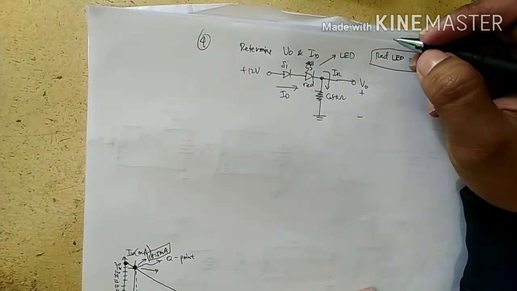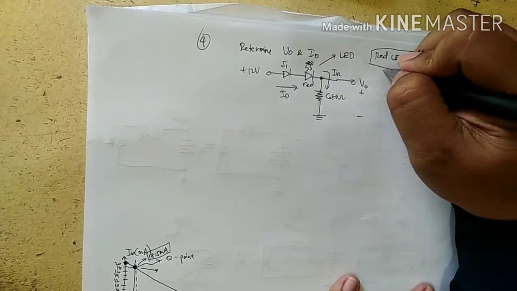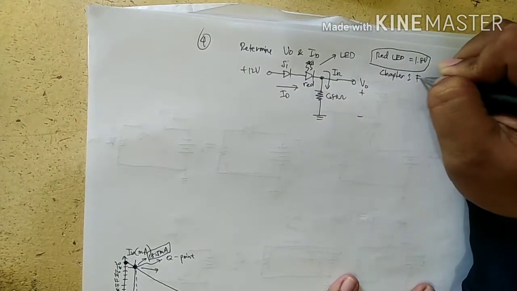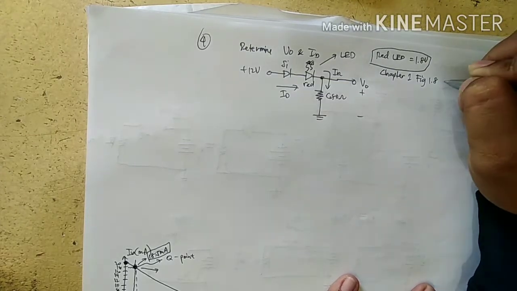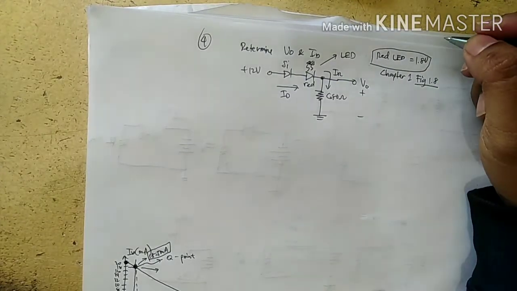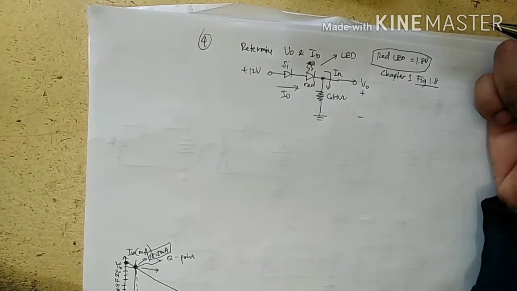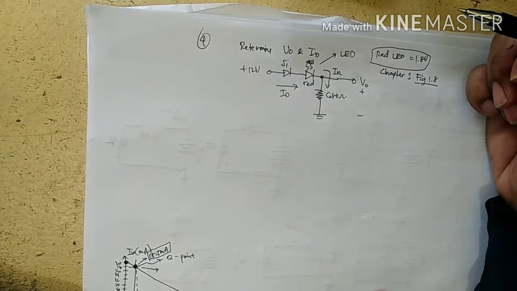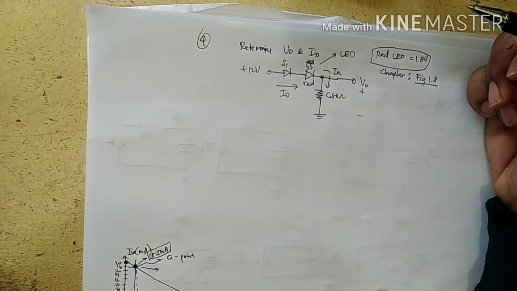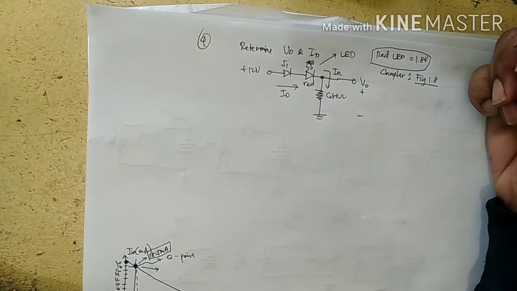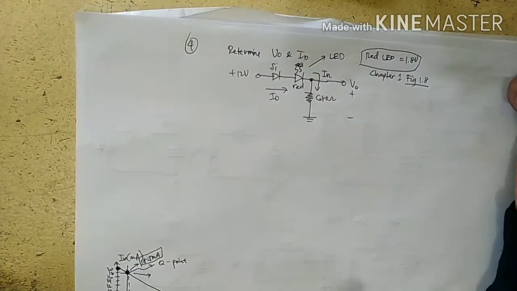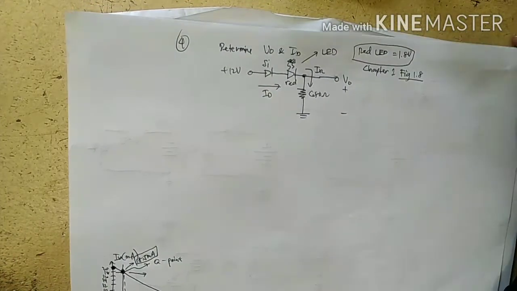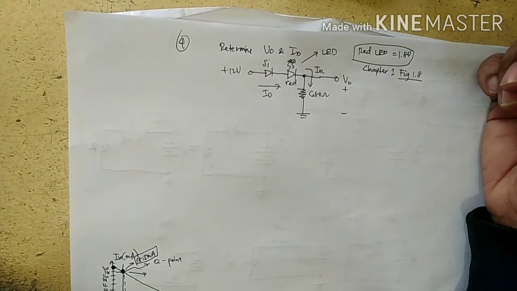You can see this in Chapter 1, Figure 1.8. It lists the LED colors and their equivalent voltage drops. I also sent you a link for the introduction of LEDs, since I haven't introduced them here.